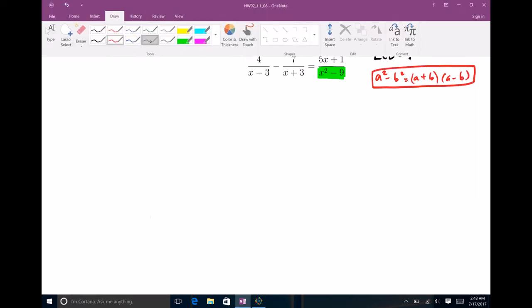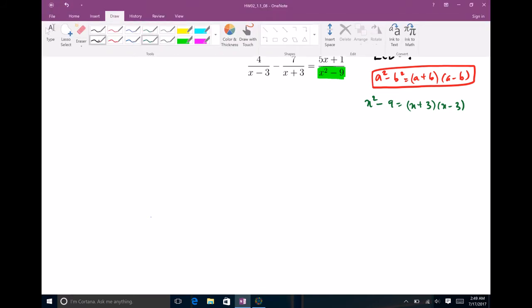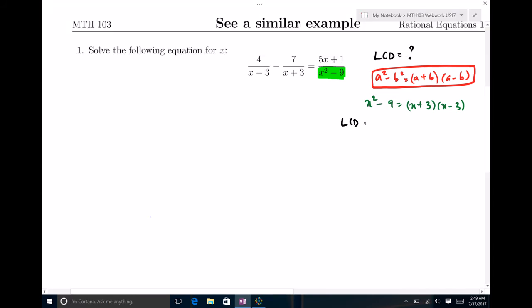And so you'll see that x squared minus 9 is x plus 3 times x minus 3. And so we know that the LCD for this equation is going to be x plus 3 times x minus 3, since those are the only factors on both the sides of the equation. So now I'm going to first rewrite this equation as 4 over x minus 3 minus 7 over x plus 3 equals 5x plus 1 over x minus 3 times x plus 3.